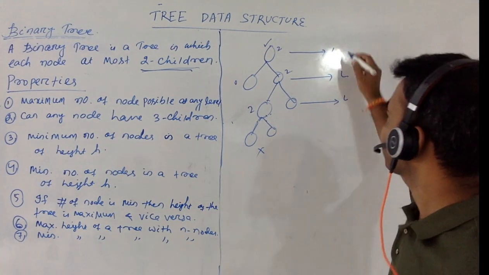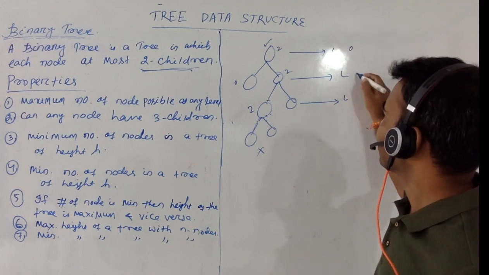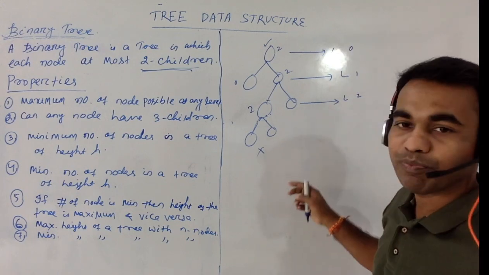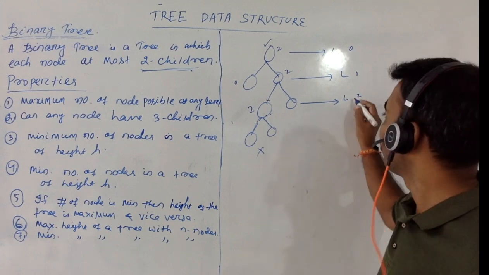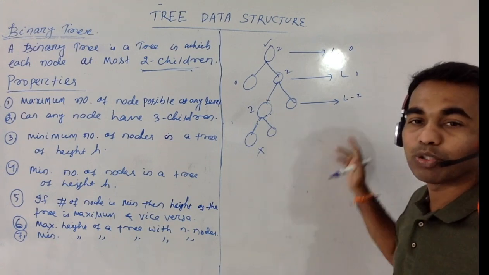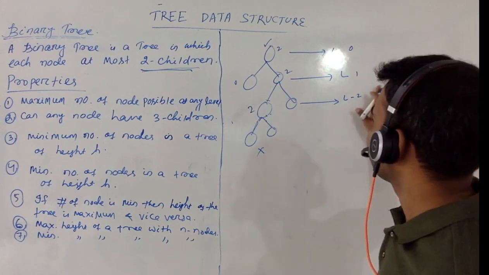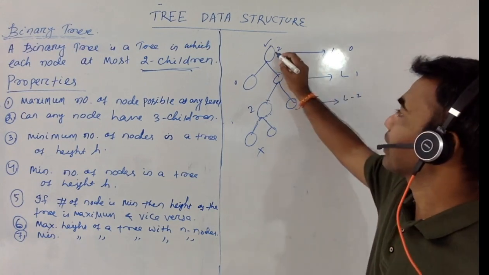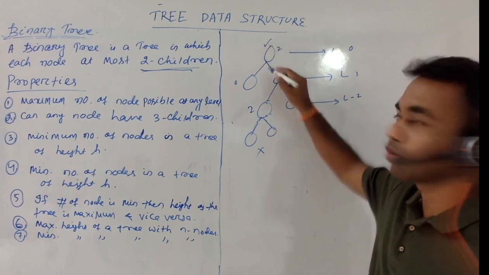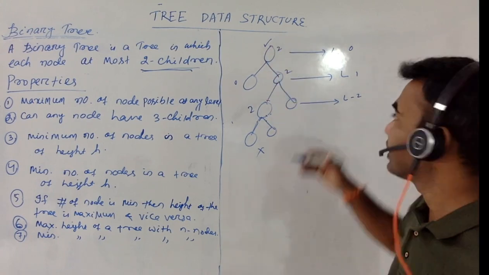Suppose this is level 0, then level 1, level 2. Suppose I ask, what is the maximum number of nodes possible at level 2, for example? Let's try to understand that and draw the tree. So let me ask you, what is the maximum number of nodes possible at level 0?